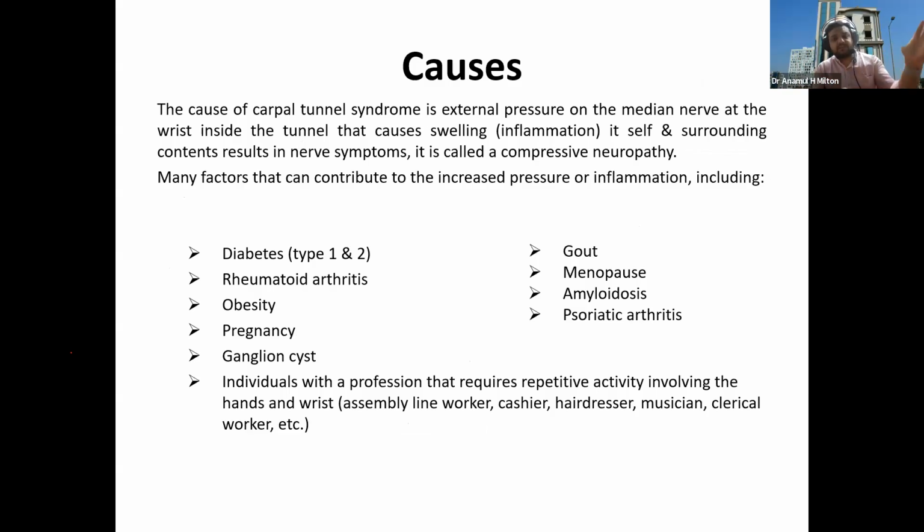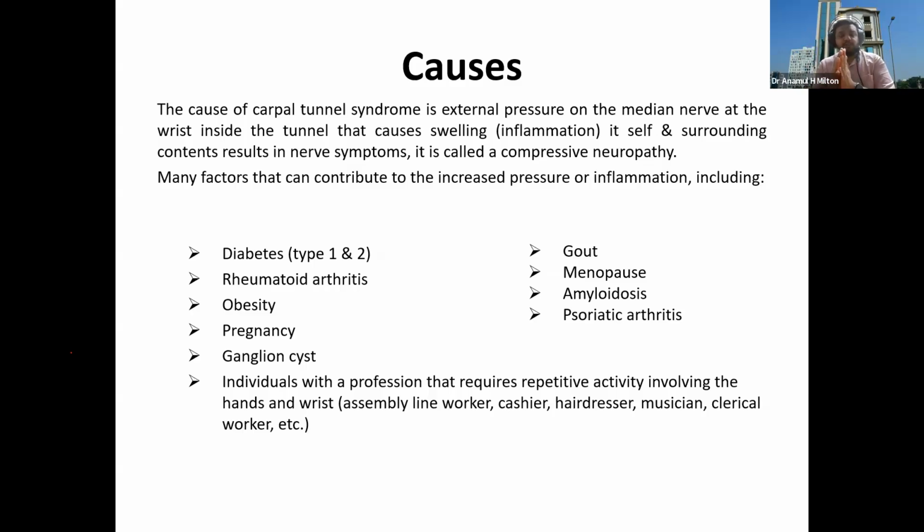If the compression comes from the outside, we consider it a compressive neuropathy. But when the nerve itself swells and needs more space to travel through the tunnel, that is when we consider the nerve itself to be the problem.